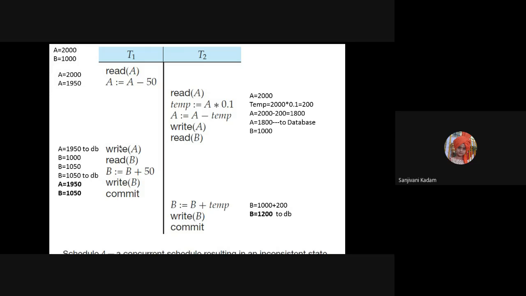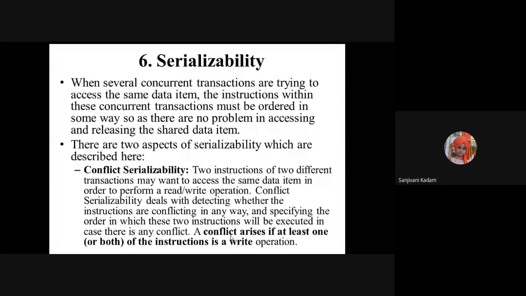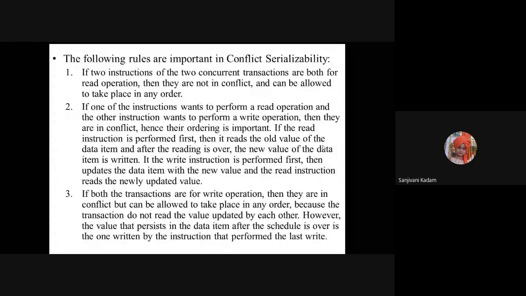It means that write operations are there. If T1 performs the first write operation, the database will be in one state. If T2 performs the first or final write operation, the database will be in another state. So the point here is that a conflict arises, meaning we cannot expect the same result, if at least one of the instructions is a write operation. If either or both of the two transactions perform a write operation, then a conflict may be there. So let us see the four cases: read read, read write, write read, and write write.